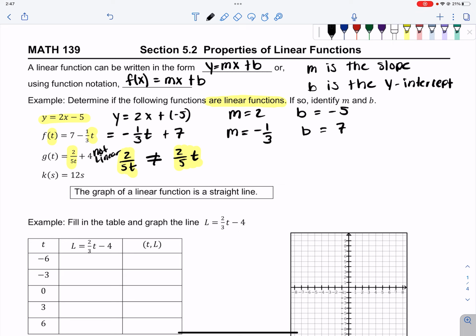And then our last one, we have k of s equal to 12s. So instead of x, we're using the letter s. Instead of f, we have the letter k for the name of the function. That's okay, we can use different letters. But now, can we write this so it's in the mx plus b format? Or in this case, we'd have ms plus b.